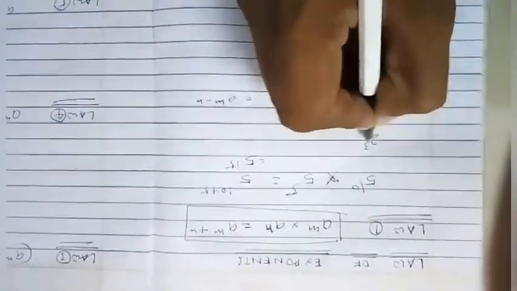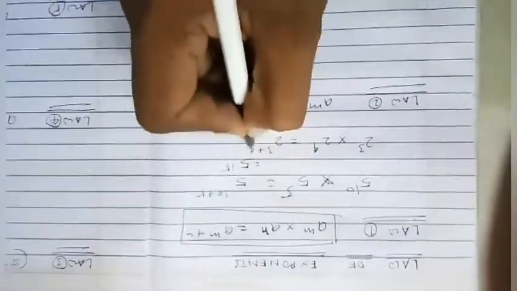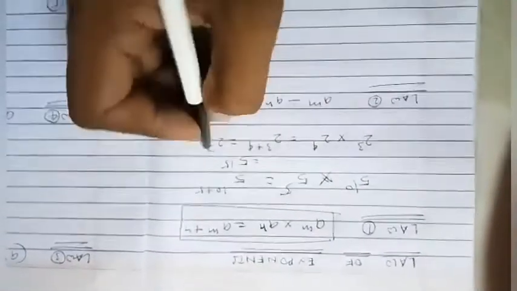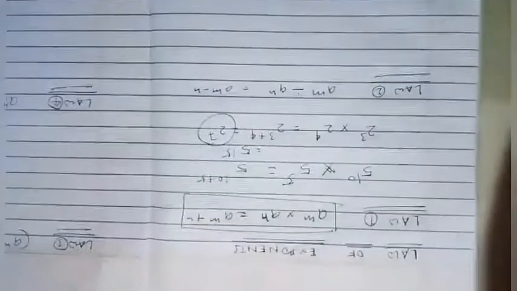Once again I am explaining another example. Suppose 2 raised to 3 into 2 raised to 4. Then this would be 2 raised to 3 plus 4. This would be 2 raised to 7. So in this way you have to apply rule number 1, or you can say law number 1.